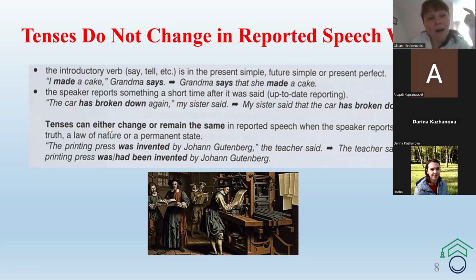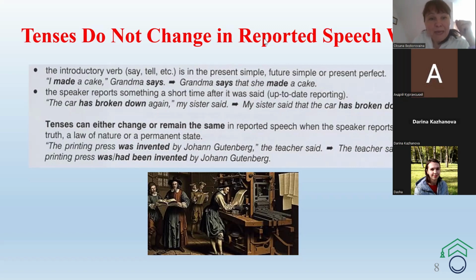And tenses can be either change or remain the same in reported speech when the speaker reports a general truth, a law of nature, or a permanent state. The printing press was invented by Johann Gutenberg, the teacher said. The teacher said that the printing press was invented by Johann Gutenberg or had been invented. Yeah, we either change the tense or not. Both variants are okay. Yeah.